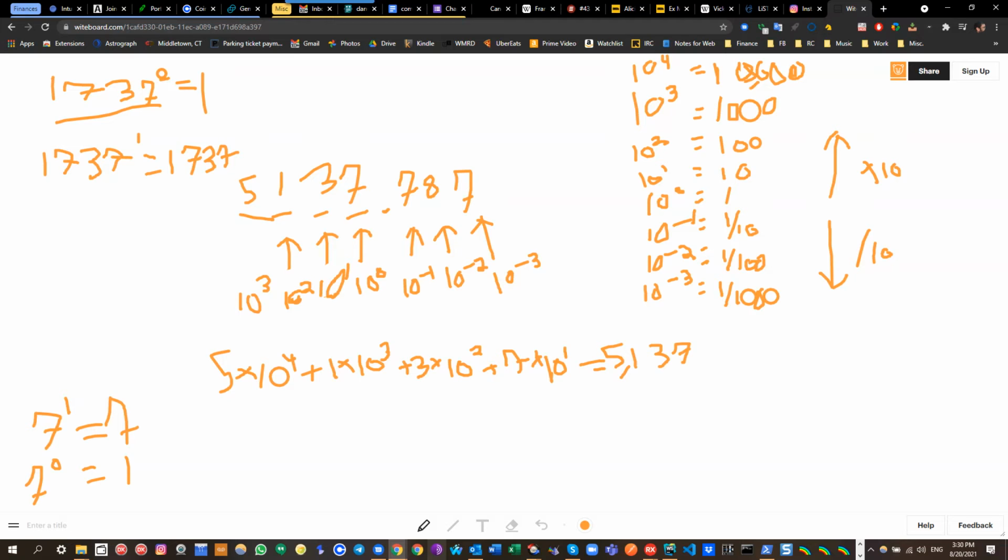So this 8, well, I'll start with the 7. So 7 times 10 to the -1st is 7 times 1 over 10, equals 7 tenths, equals 0.7.